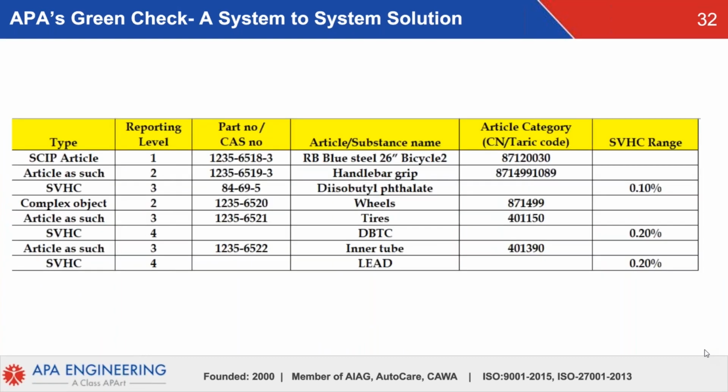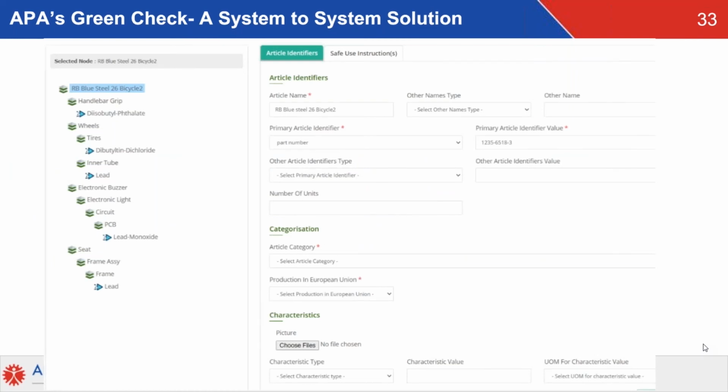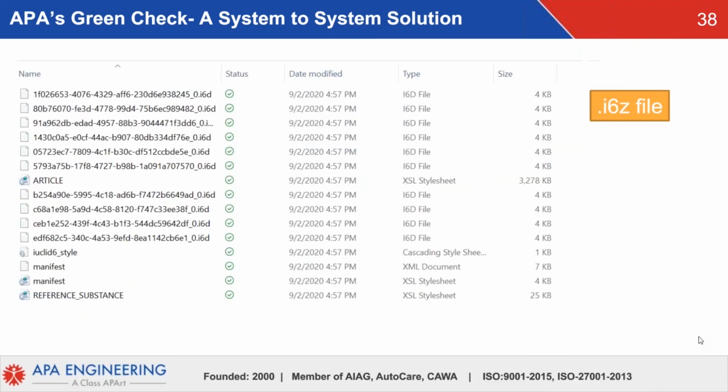Next slide. This is another example of a bicycle. Where we have created it in the SCIP portal, the video we have shown was done manually, but in GreenCheck we have created the structure in a matter of seconds, maybe less than 1 minute, and it can be pushed just like that from GreenCheck to SCIP. Next slide, please. So here is the structure that you can see for the bicycle. This is the i6z file, which SCIP can understand.